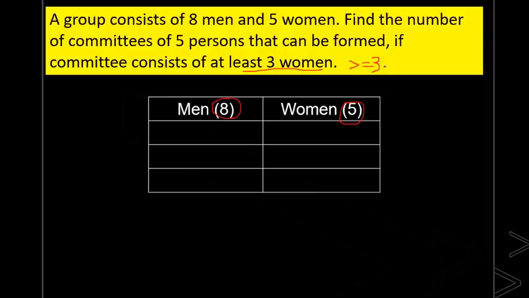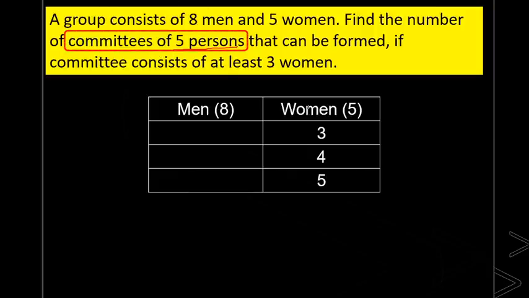So what are the chances here? I can choose 3 women, or I can choose more than 3 women, which means I can choose 4 women, or I can choose 5 women also. Because at least 3 means 3, 4, 5, anything is possible, right? So now what did I tell you? The committee consists of a total of how many persons? 5 persons. Yes, look at this point. The committee consists of 5 persons.